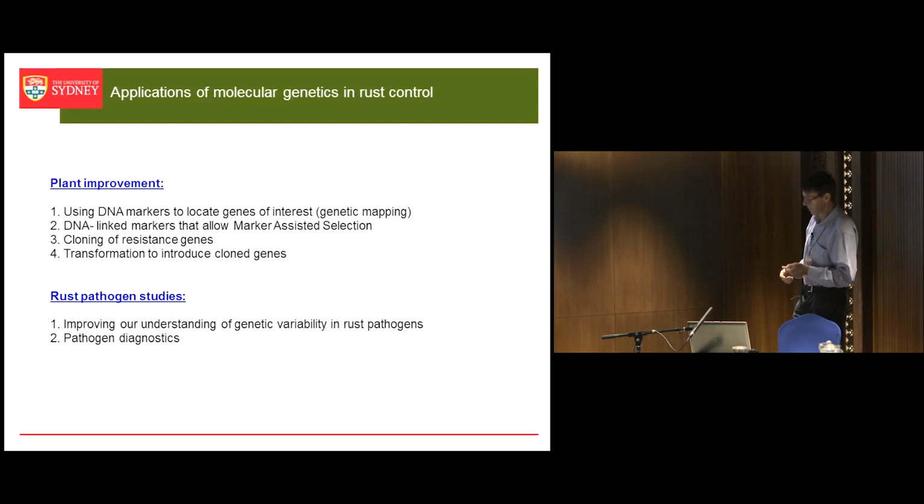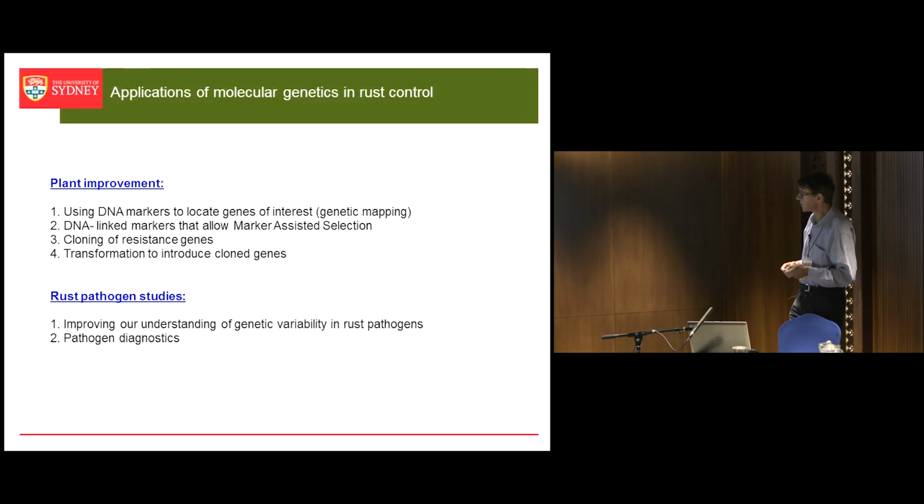First of all, they can be used in plant improvement. So they can be used to actually locate genes of interest. This is what we call genetic mapping. We can develop markers linked to those resistance genes that allow marker-assisted selection. So in other words, selecting for the marker, if it's a really good marker, we don't even have to do a rust test. If the marker's there, the gene's there. Cloning of resistance genes, transformation to introduce cloned genes. They're 4 examples of the way we can apply molecular biology to improve rust resistance in wheat varieties.